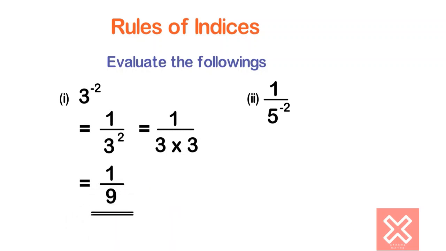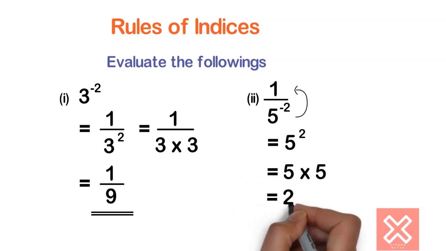1 over 5 to the power minus 2. Let's write 5 to the power minus 2 as a positive index by moving it into the numerator. Then it becomes positive, 5 to the power 2. Let's write 5 to the power 2 as repeated multiplication: 5 times 5, 25.